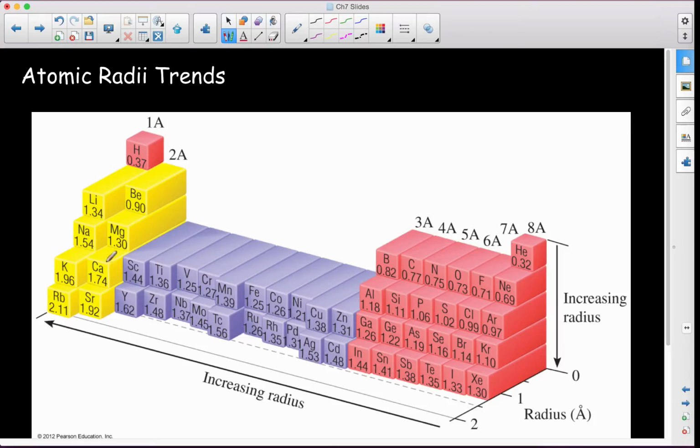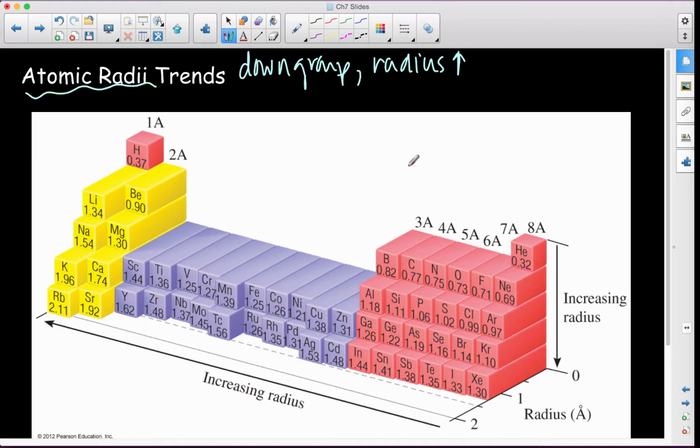This is a periodic table showing my trends for atomic radii. We see that there are period trends and group trends. You need to know those trends and you need to be able to explain them. Let's start with the easiest one. As we go down a group, what do we notice happens for all of our main group elements and for our transition elements also, for the most part? As we go down a group, my radius increases.